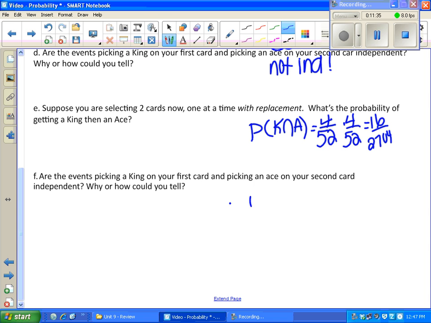So now they're asking, are these independent? Yes. Now this time this really is working. This is going to be true, and I can use this formula. Yes, because the probability, as you can see, is not affected.